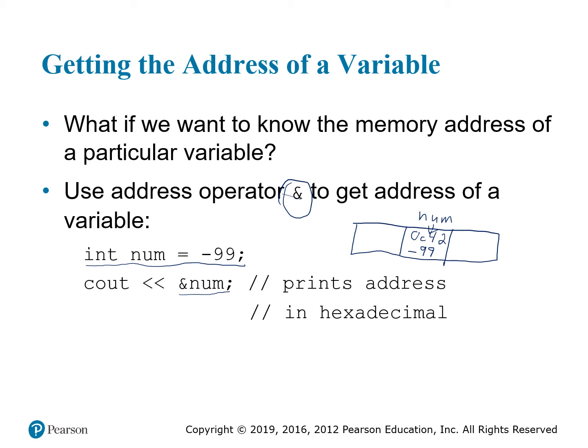So if we wrote in our C++ program cout, insertion operator, ampersand num, what we would see printed on the command line or on the terminal would be 0x0C42. Remember, 0x is the code that indicates the next number is in hexadecimal. So we can use that ampersand operator to get the address of a variable.